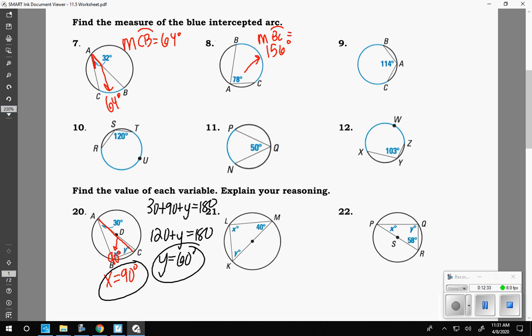I know the numbers don't go in order. That's because I took problems off of your homework and I'm not going to renumber it.